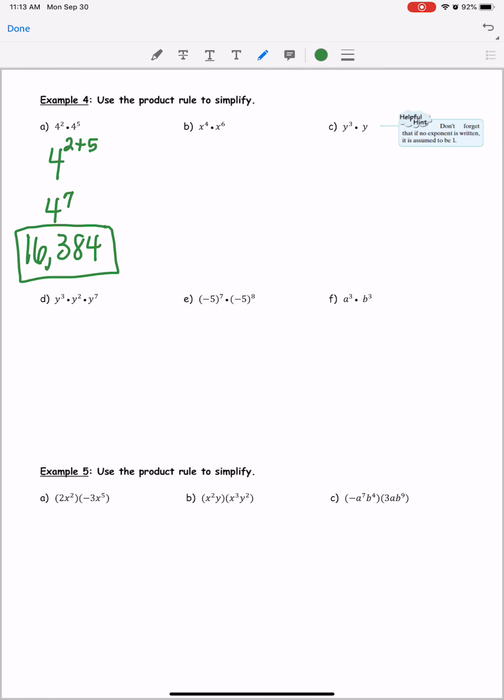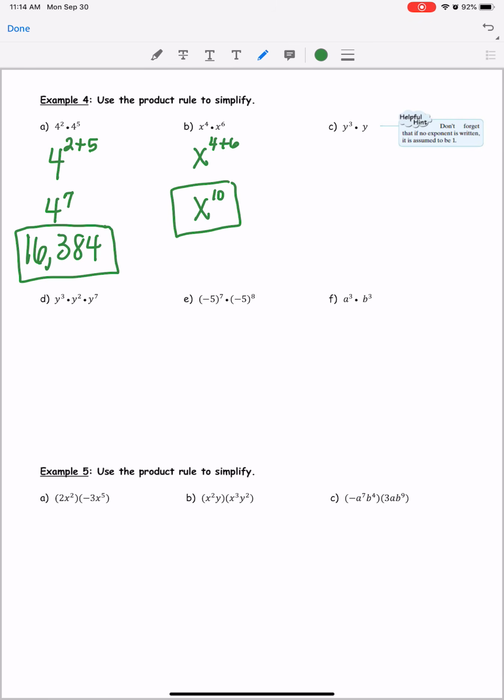Okay, B is the same thing, but we only have 2 steps on this one. We've got x to the 4th times x to the 6th. Do they have the same exponent? Or sorry, do they have the same base? Yes, the base is both x. So then add these exponents. We'll have x to the 4 plus 6. 4 plus 6 gives me 10.